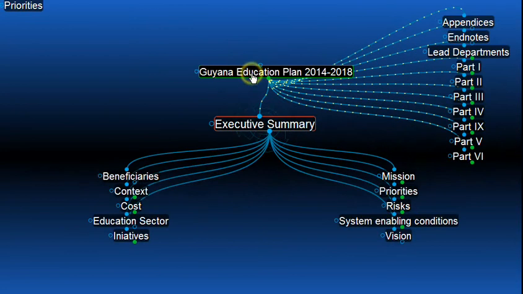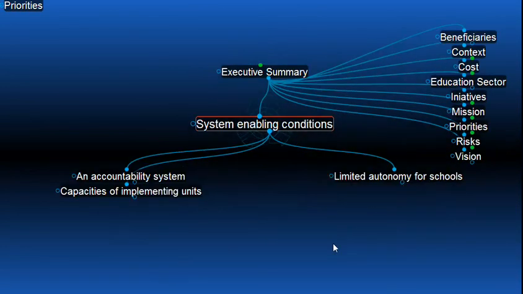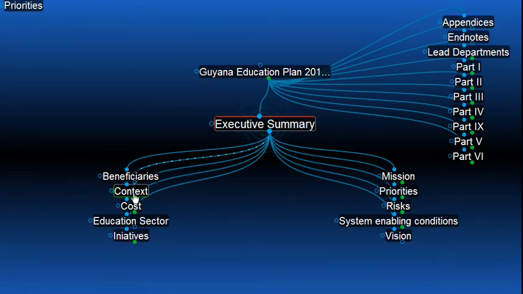So let's go back to the executive summary. There are certain enabling conditions according to the architects of the plan that will contribute to the achievement of the objectives. These are an accountability system, capacities of the implementing units, and limited autonomy for schools. These 3 conditions will contribute to the achievement of the objectives. And the cause and context, we'll come back to these later.